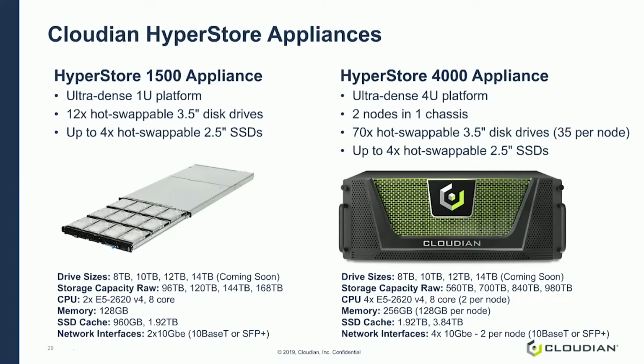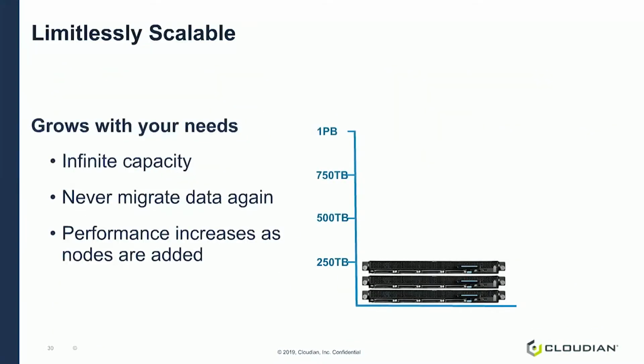We also have a larger model for a denser footprint. This is our HSA 4000. It's a 4U box, contains 70 drives and 2 compute nodes, so each compute node within the chassis is responsible for 35 drives. And again, it's all standard stuff, standard CPU, memory, and standard Ethernet networking used for the front-end and back-end networks.